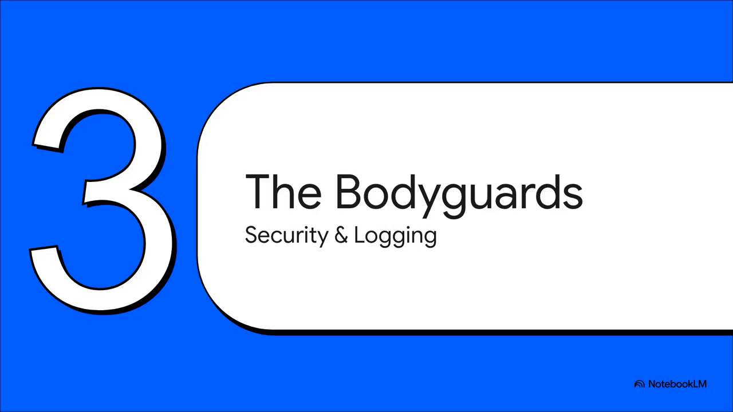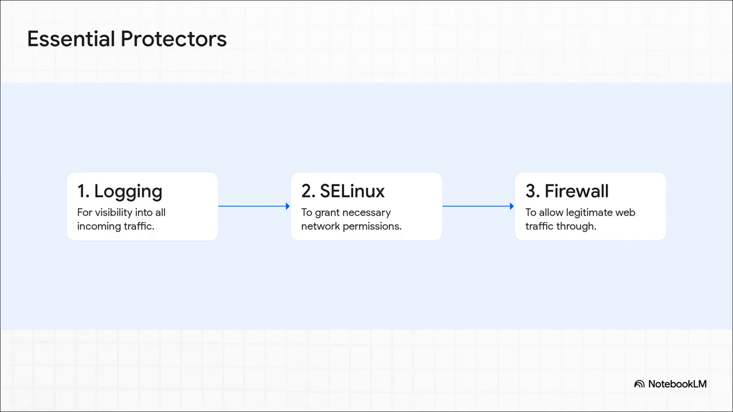Okay, our system's brain is configured. But you wouldn't let a VIP just wander around without protection, right? So before we fire this thing up, we need to set up some bodyguards. We're talking about logging, SELinux, and the firewall. These are not just chores, they're essential. We're going to tackle these one at a time. First, we need visibility. We need to see what's going on, so we'll set up logging. Then, we need to give HAProxy permission to actually do its job, and that means talking to SELinux. And finally, we need to open the main gate for our visitors by configuring the firewall.